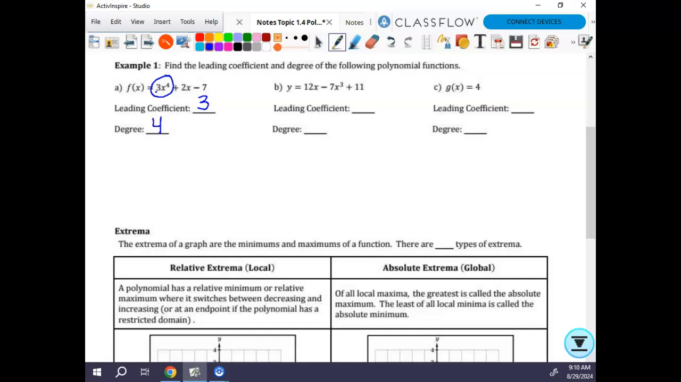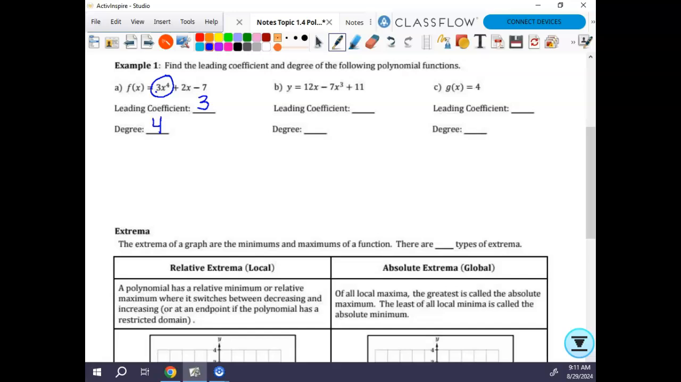Okay? Now, we're going to talk about even and odd degree polynomials. We're also going to talk about even and odd functions. And even and odd functions should be something that you discussed in Algebra 2. We're not to that yet. We're just talking about the degree of the polynomial itself. So this is a 4th degree polynomial. 4 is an even number. That makes it an even degree polynomial.